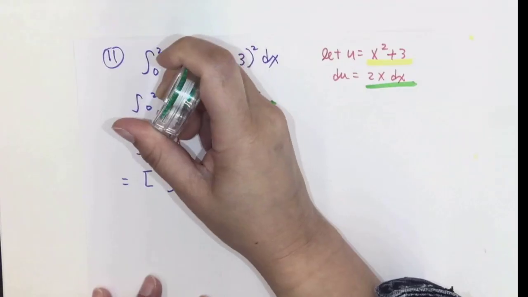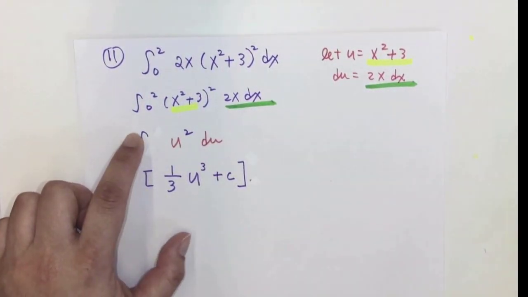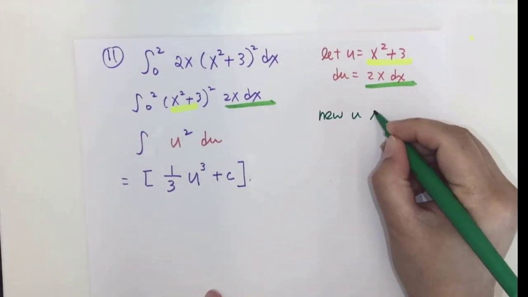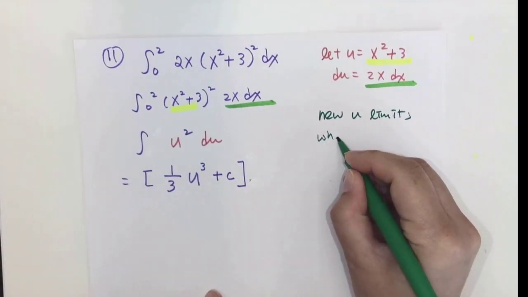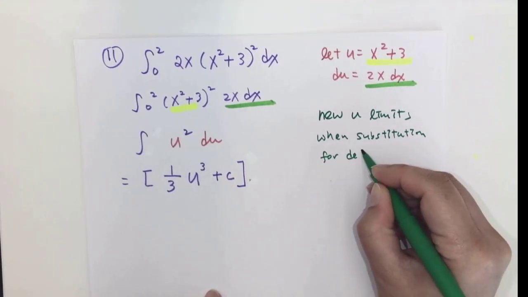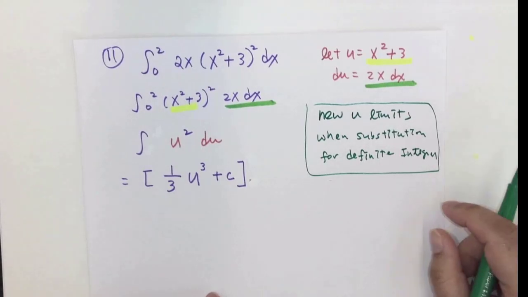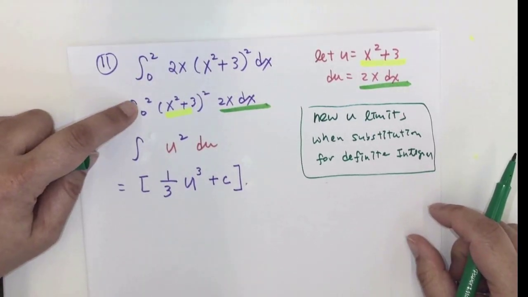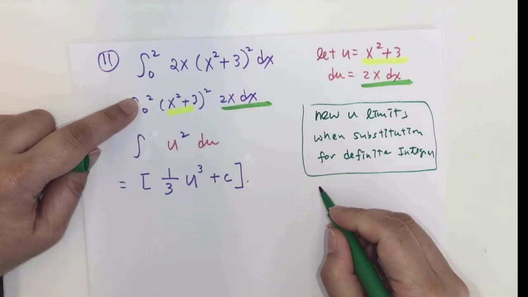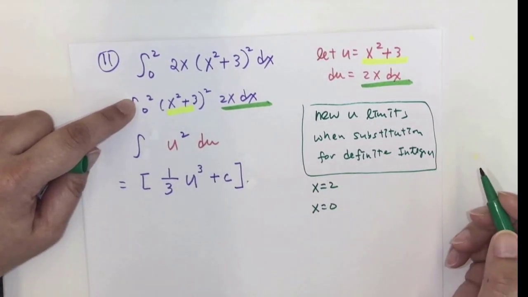I forgot one thing. I did the u, right? And then I have upper and lower limits, so I'm going to need a new u limit when we do that. So I'm going to need the new u limit when you do substitutions for the definite integral. Substitution means when you use u, right? The definite integral means you have upper and lower limits. So your old limit was x equal to 2 and x equal to 0, correct?